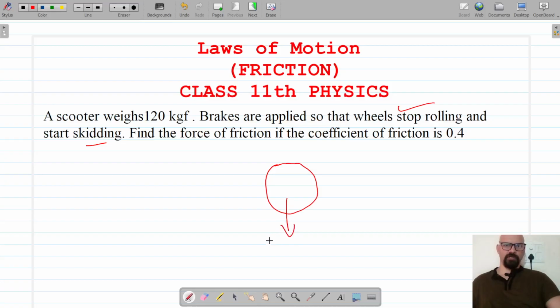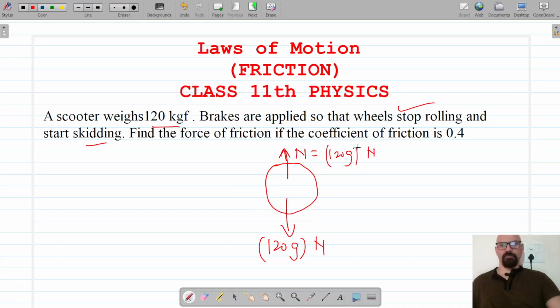Now let's say this is the wheel of the scooter and weight is acting vertically downwards. So this is 120 kgf, that should be equal to 120 g Newton, 120 into 9.8, that is g Newton. And this is the normal, that should also be equal to 120 g in Newton.